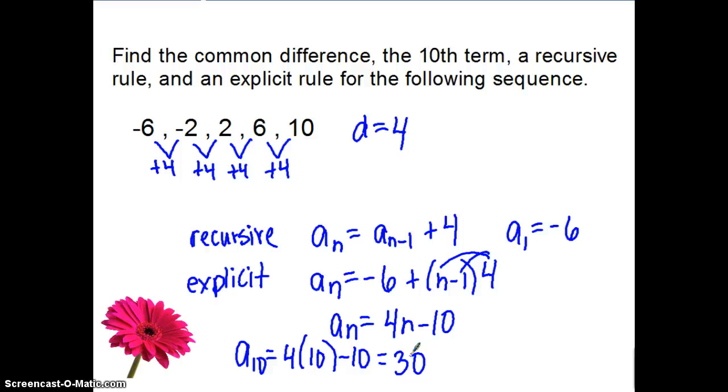Alright, so we have found the common difference, the 10th term, recursive rule, and an explicit rule for this example.